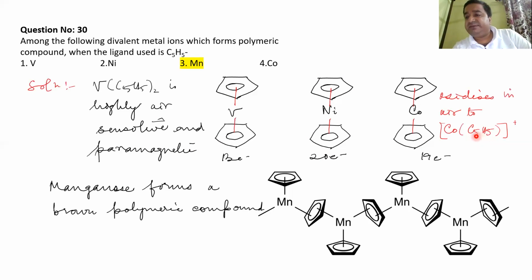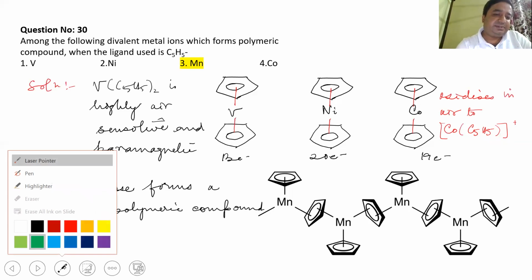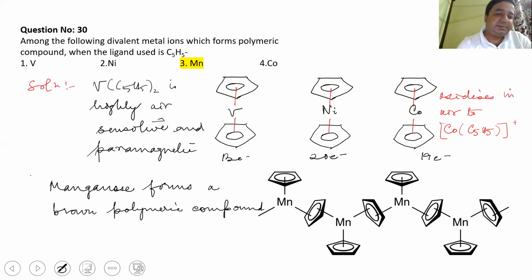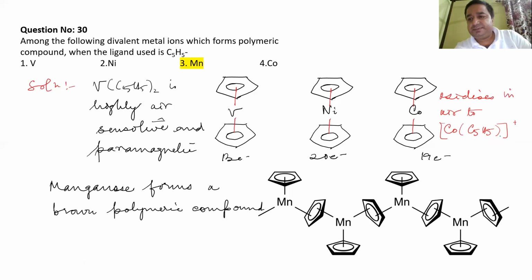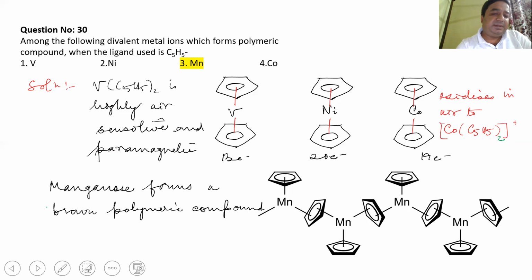(C5H5)2. There should be a subscript 2 over here. I have missed that, so I'm going to include that. There should be a 2 here. All right. So our answer will now be Mn.